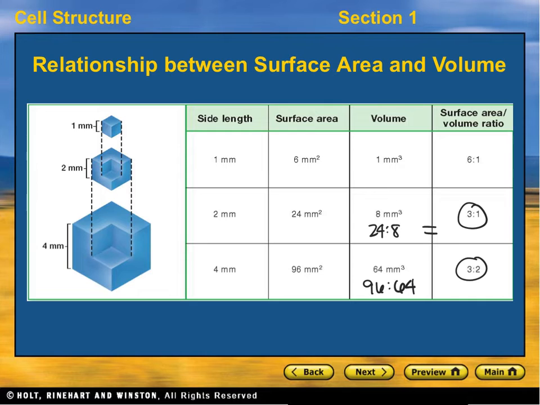Based on this information alone, you can see that the largest surface area to volume ratio is going to be the one with the smallest cube, or this right here.